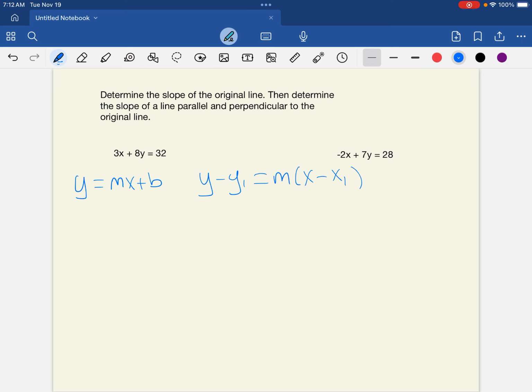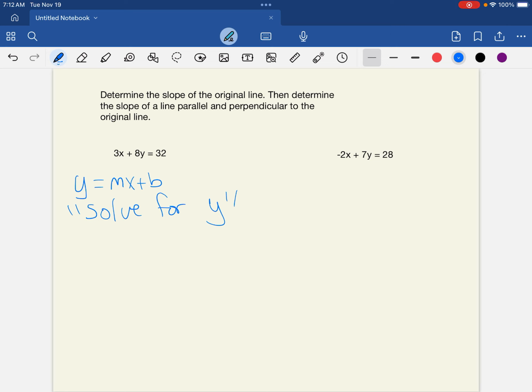Now, we can't convert it to point-slope because we don't know the specific point that our line is going through. I mean, we could find one, but that'd be more work. So what we're going to do is convert this to slope-intercept. The phrase we're going to keep in our head is we're going to solve that equation for y.